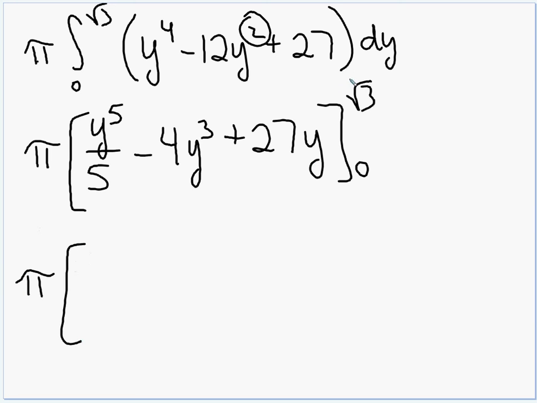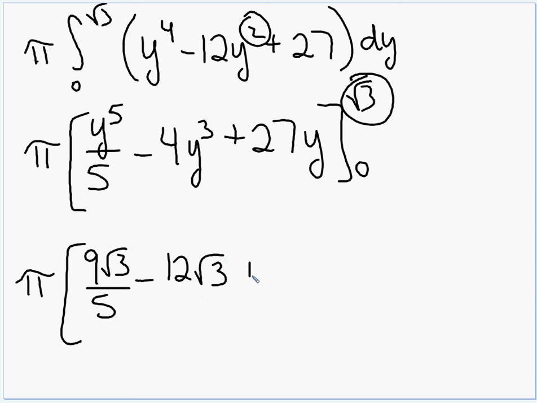Okay, work from other problems will come back to help us here. So the root 3 jumps in there to the 5th. That's 9 root 3 over 5. Minus, we're going to have root of 3 cubed, so we'll bring one of those out. 4 times 3 is 12, 12 roots of 3. Plus, this just becomes 27 root 3.